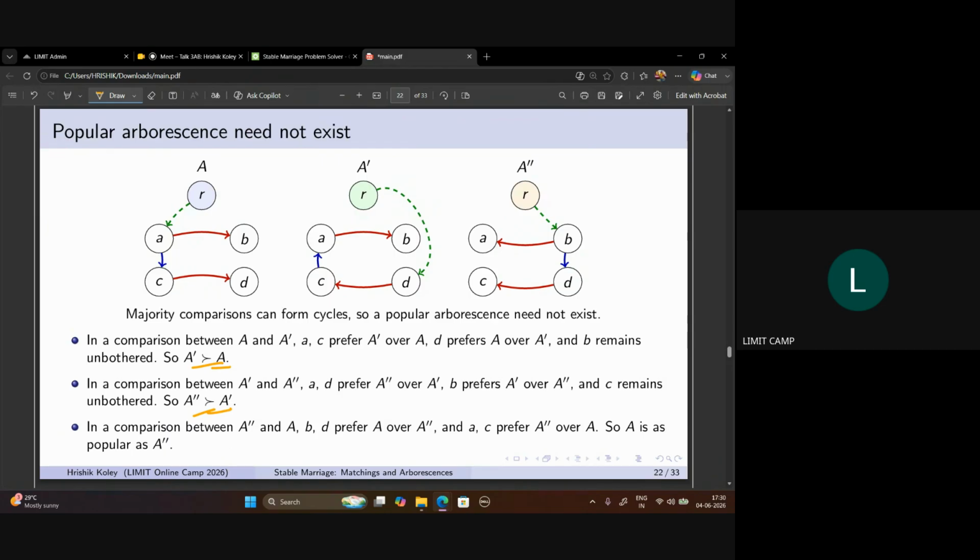So A double dash is more popular than A dash. Now we again compare A double dash and A. In this case, B and D prefer A over A double dash, and A and C prefer A double dash over A. So A is as popular as A double dash. But then, in saying that, you get two popular arborescences, A and A double dash. So you get no popular arborescence, with A double dash being as popular as A, and A dash being more popular than A.